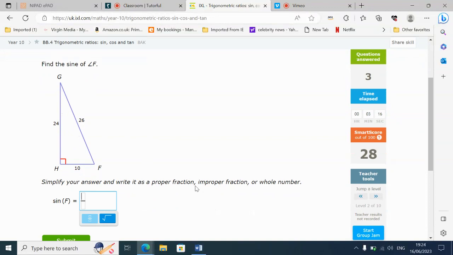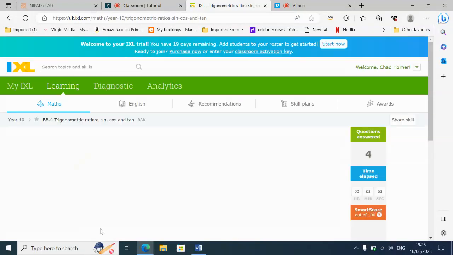Okay, another sine. So again opposite over hypotenuse. That would be 24 over 26. Okay, and can we simplify it? Yeah. So how do we do that? We divide by 2, so it would be 12, and the hypotenuse would become 13. 12 over 13, that's right.